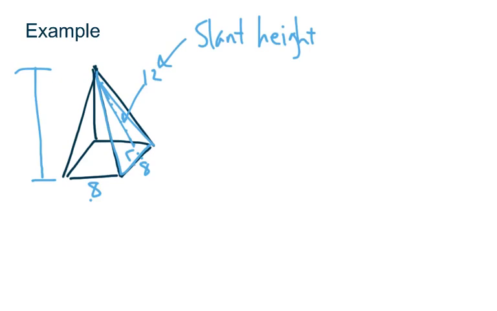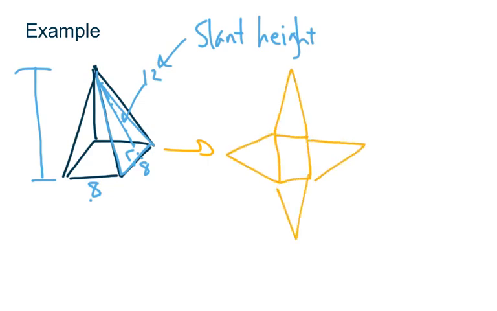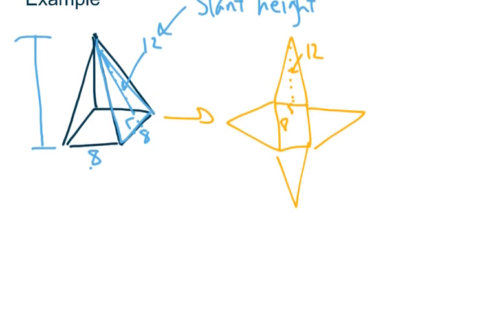Now, if we were to make a rough sketch here, we would end up getting something like that for our net. We know that this is 8 by 8, and then the slant height tells us that this is 12. Now, if you want to, you can group some of these triangles together, but I'm going to be extra careful, and I'm always going to multiply everything by 1/2 that I need to.